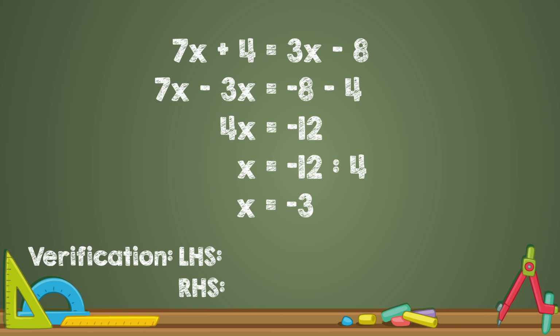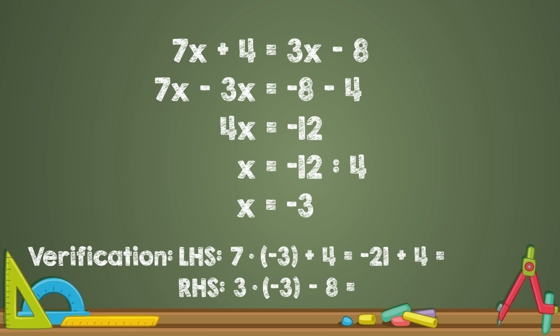To check if we are correct, we copy our left-hand side and our right-hand side separately. We have calculated the unknown, so we replace it with our solution. If we calculate both now, we should get the same answer. If we put it to the test, 7 times minus 3 equals minus 21. And minus 21 plus 4 equals minus 17. Then we calculate the right-hand side. 3 times minus 3 is equal to minus 9 and minus 9 minus 8 is equal to minus 17. We get the same number twice, which means that our exercise has probably been solved correctly.